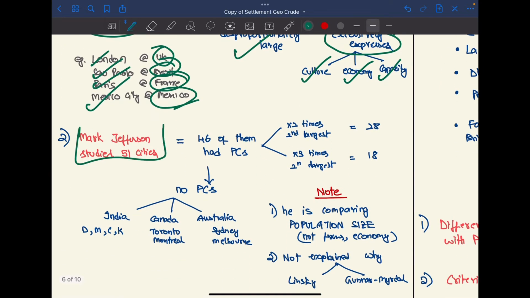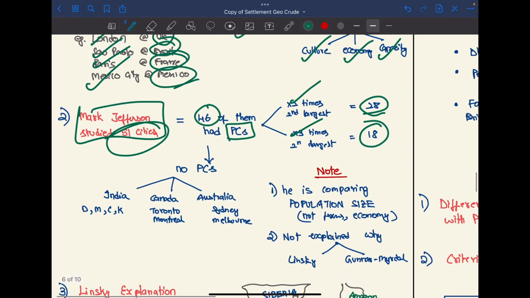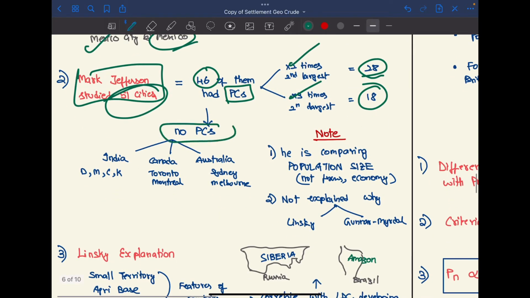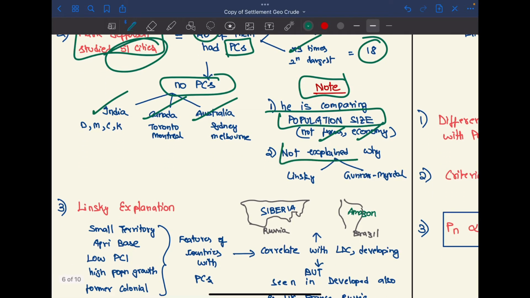So Mark Jefferson studied 51 cities, and he found that 46 of them had primate cities, with 28 of them being twice as large as the second largest, and 18 of them being thrice as large as the second largest city. Countries with no primate cities were India, Canada, and Australia. But we must note that he is comparing population size only, so he is not comparing functions or economy. And also, he did not explain why this is happening.